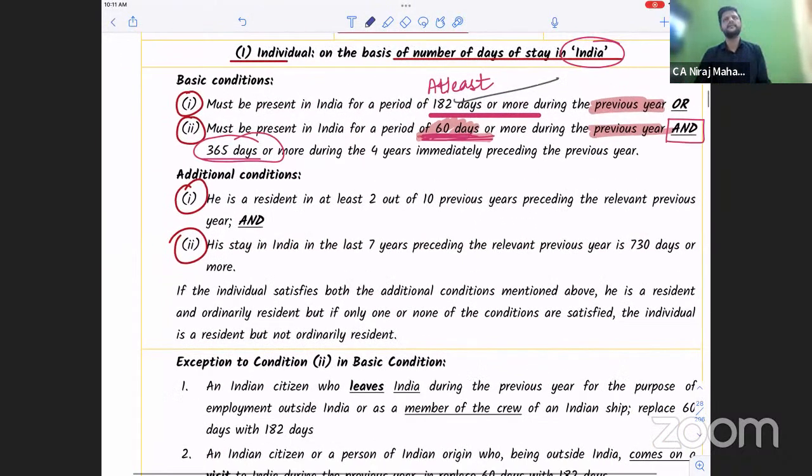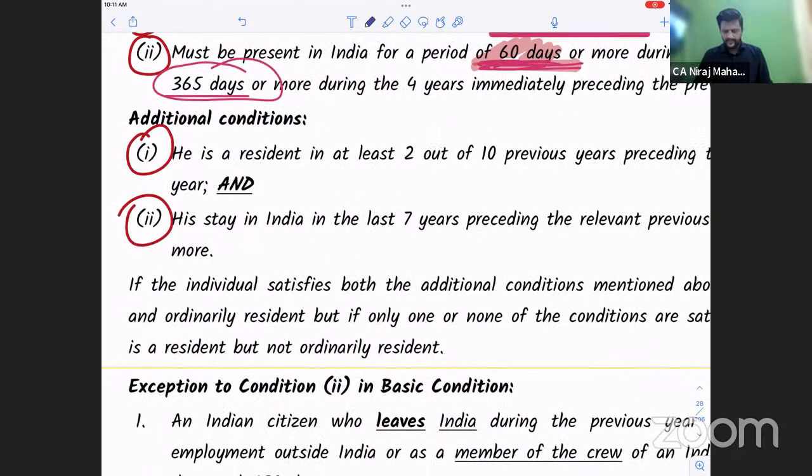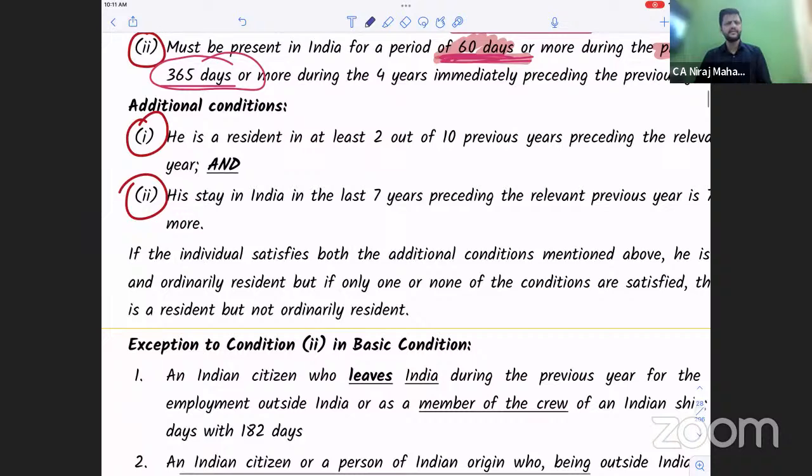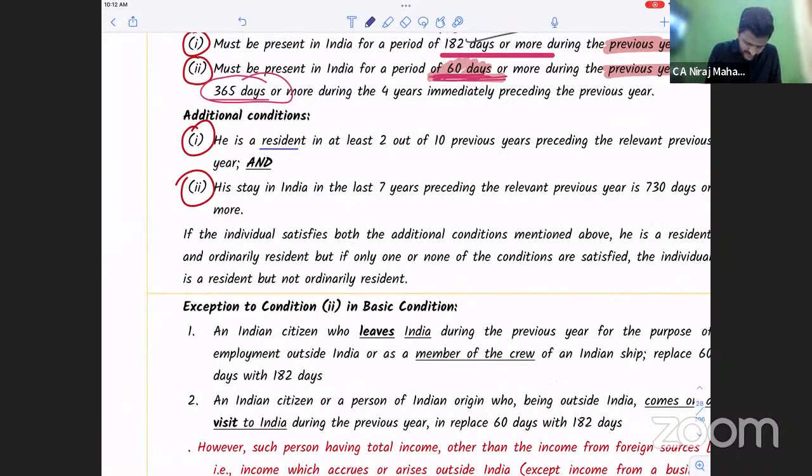Then we talk about additional conditions. Ready? Additional condition number 1, very simple. What does it say? He is a resident in at least a minimum of 2 out of the 10 years preceding your current year. Preceding, you understand, means before, earlier. So compared to our current year, in the last 10 years, he was resident for at least 2 years. Still here, all of you?